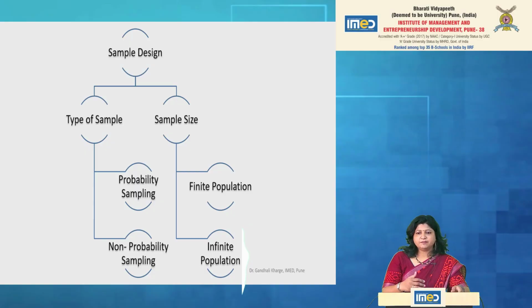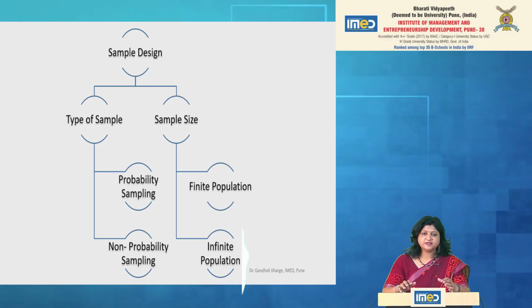Now sample design includes two parameters. First is the type of sampling and second is the sample size. Sample size totally depends on what kind of population we have, whether it is a finite population or an infinite population. After the calculation of sample size, we decide how we are going to collect the data from those samples. It is based on probability and non-probability.